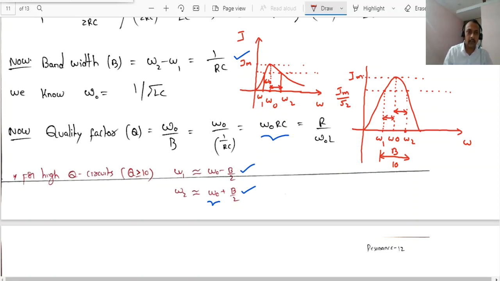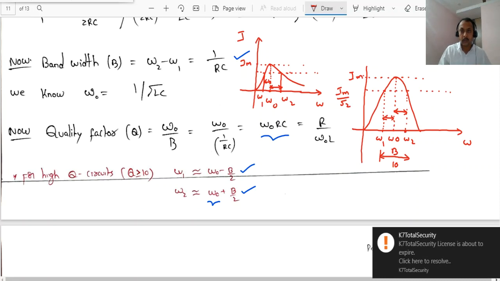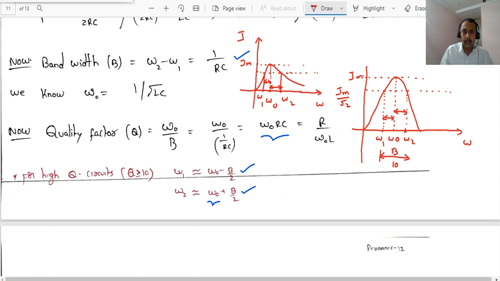That is the reason why, if the quality factor is very high, greater than or equal to 10, omega 1 will be exactly equal to omega naught minus bandwidth by 2. Clear? That is the meaning. But in this graph, the distance from omega 1 to omega naught is not the same as omega naught to omega 2. But the entire distance between omega 1 and omega 2 is bandwidth only.